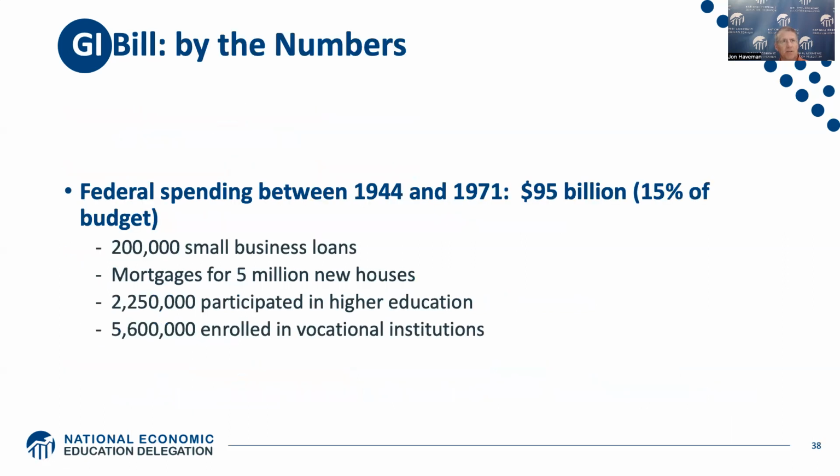Some numbers for the GI Bill. Under the GI Bill, about $95 billion was spent, about 15% of the budget at the time. It went to finance 200,000 small business loans, mortgages for 5 million new houses, 2.25 million participated in higher education, and 5.5 million enrolled in vocational institutions. Right, but lots of this was on a biased basis.